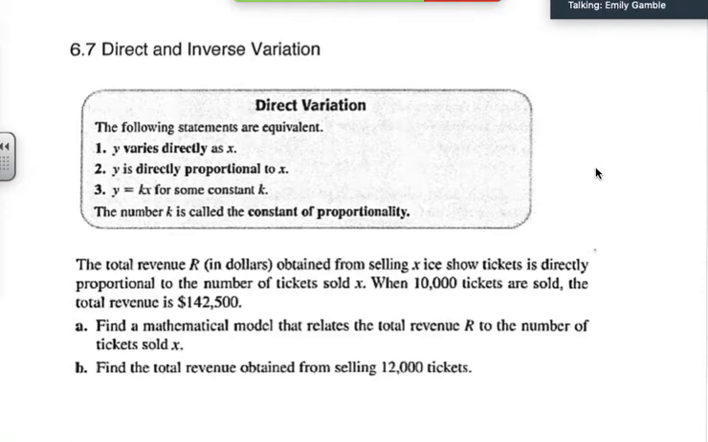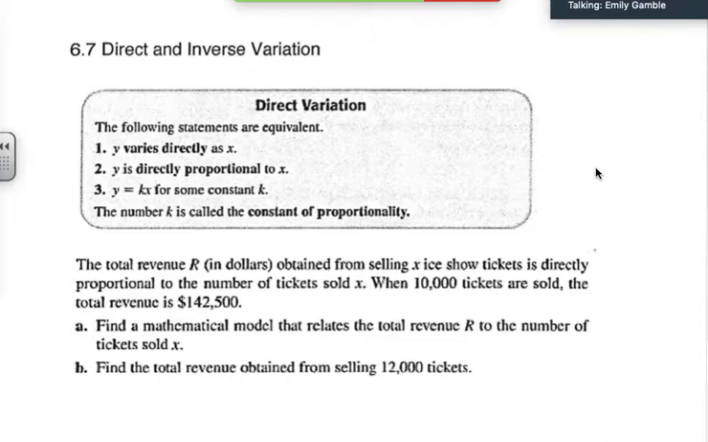So in section 6.7, we are going to be looking at direct and inverse variation. Direct variation is very similar to equations in slope-intercept form that have a constant rate of change. And then inverse variation is quite literally the opposite. Today we're only going to be working with direct variation.